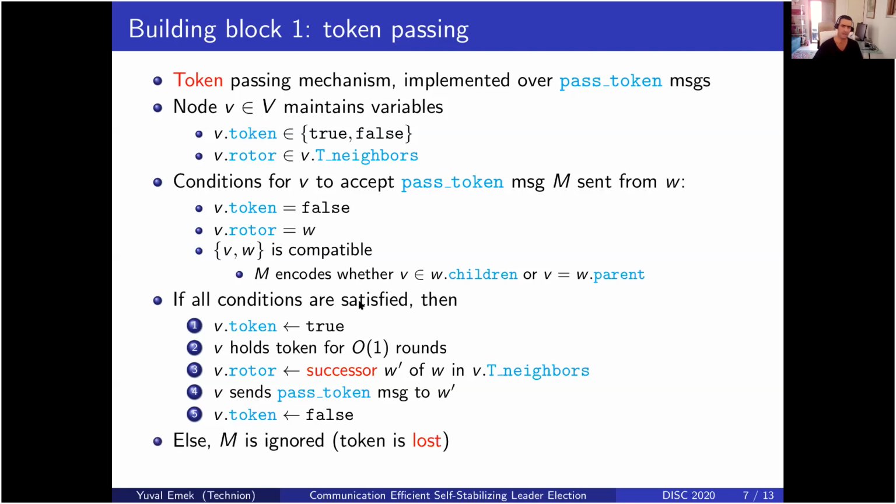Now, if any of these conditions is not satisfied, then V simply ignores the message M, which means that the token that this message is carrying is simply lost. And the key thing to notice here is that when V ignores this message, it does not notify W that the message was not received successfully. In fact, it does not notify anyone about it.